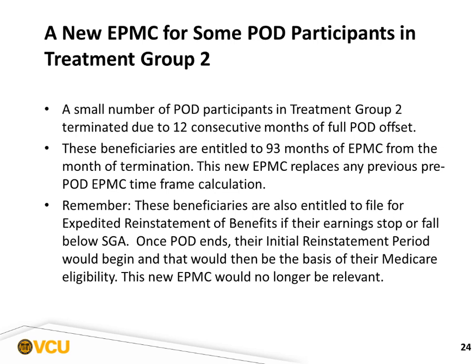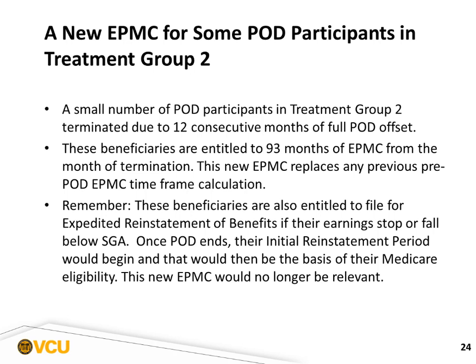Slide 24. So what about those POD participants in treatment group 2 who actually had their entitlement terminated during POD? Well, here on slide 24 are the main points you need to know. First, there was just a small number of participants that actually did terminate due to 12 consecutive months of full offset during POD, so you likely won't run into this very often. But these beneficiaries were entitled to 93 months of EPMC following termination. This 93 months supersedes any prior EPMC calculation, so they just get a whole new EPMC. That is a great advantage for them.